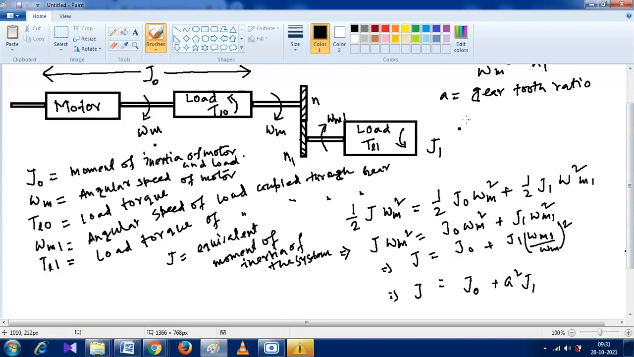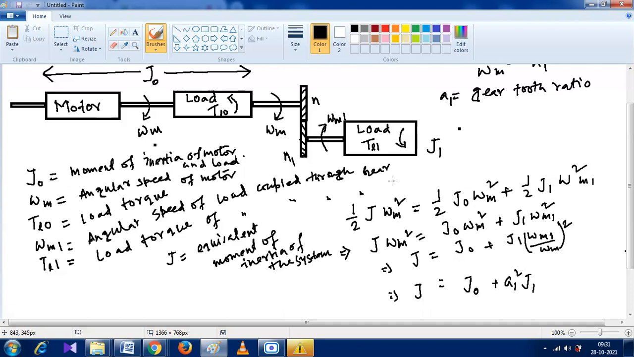If there are many systems, we have to consider a1, a2, a3. So in case of the first load system, we consider the gear tooth ratio a1, since there is one load coupled with the motor system through gear. So we can write J is equal to J0 plus a1 square into J1.